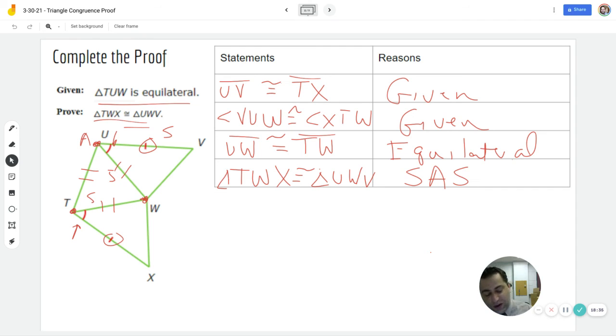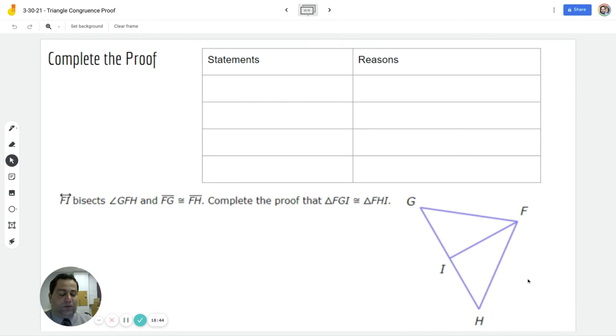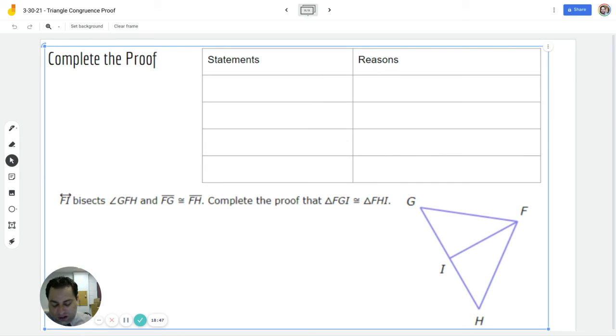All right. We have one more question today. I'm covering the problem. The question is on a bisector. All right. Then we're also given an equal side, and that's it. So let's start to fill in some of this information here. So we have first FI bisects GFH. So let's find GFH. All right. So there's that angle, and we can see that FI is right here. So I know that this angle is equal to that angle.